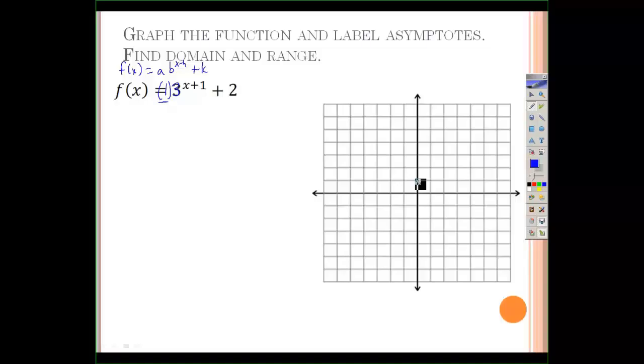And from there, I'm going to move to the left one for my h value. Okay, I know it says plus 1, but really we're going to the left one. And we're going up 2, right there. So I'm going to put my first point right there. And I went up 2 for this k value.